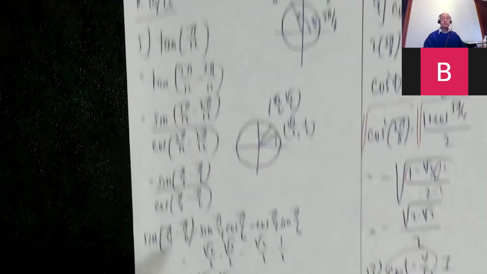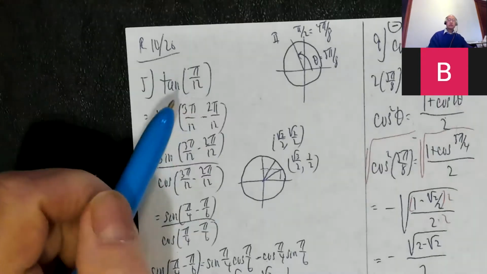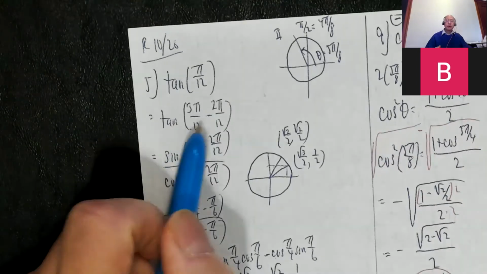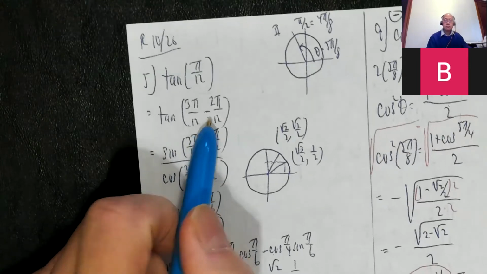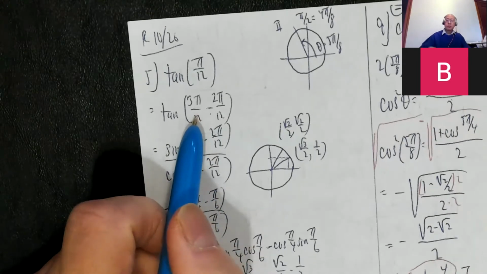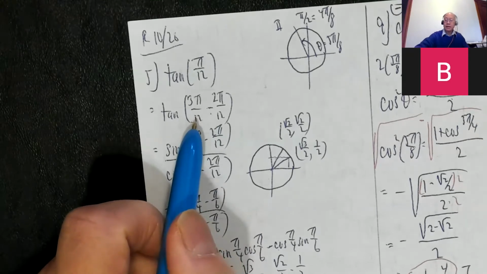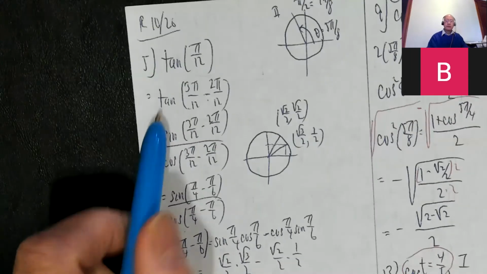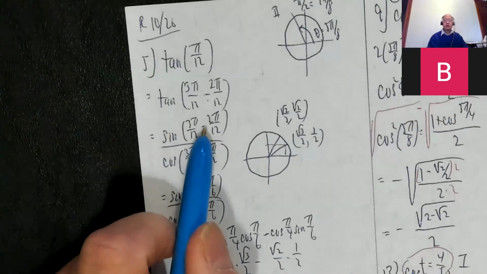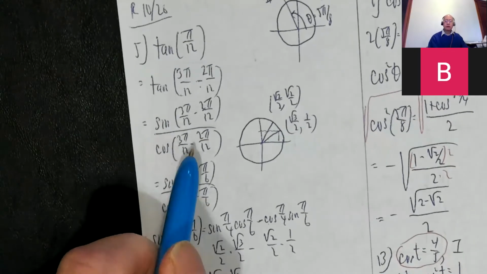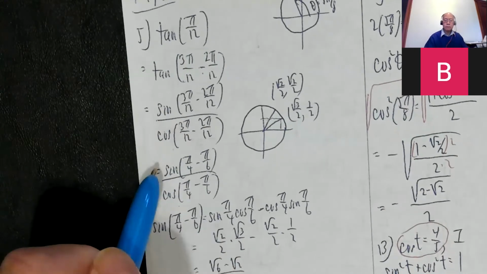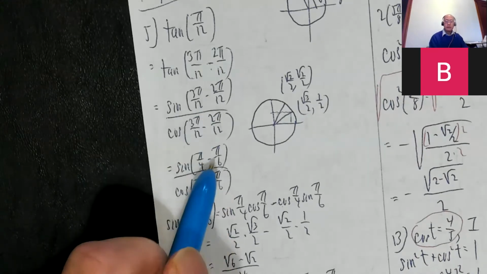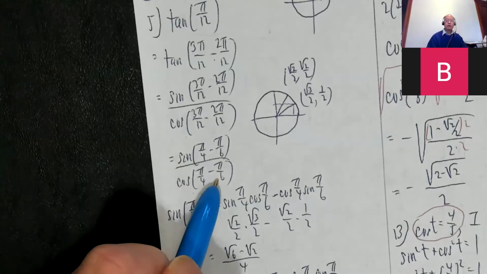All right, number 5. Tangent of pi over 12. Now, pi over 12 is 3 pi over 12 minus 2 pi over 12. They don't give us a formula for the tangent of a sum or difference. It actually exists, but let's assume we don't have it. Well, tangent is sine over cosine. Sine of 3 pi over 12 minus 2 pi over 12 over cosine 3 pi over 12 minus 2 pi over 12. 3 pi over 12 is pi over 4. 2 pi over 12 is pi over 6. Cosine pi over 4, pi over 6.